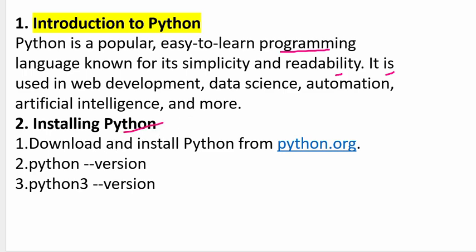Installation of Python: how you can install Python on your system. This is the python.org official link to download Python. So visit the python.org site and you can install it over there. After that you can check the Python version, which version you installed on your system. If you are using a Linux operating system, then you can use Python 3 versions.